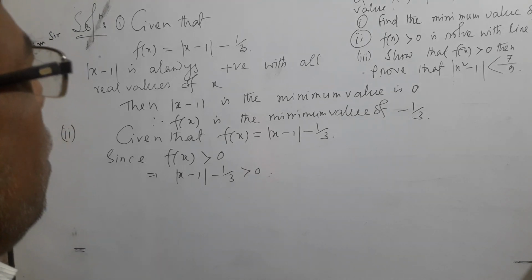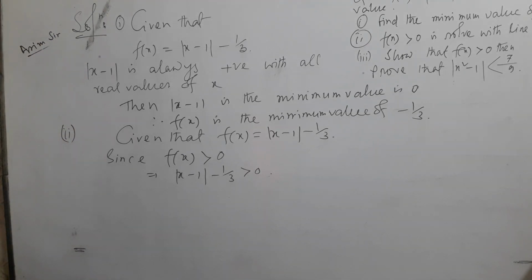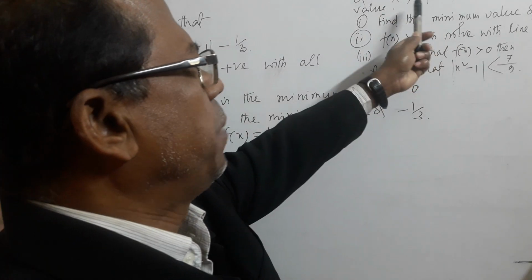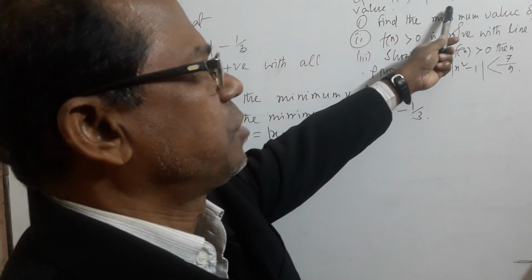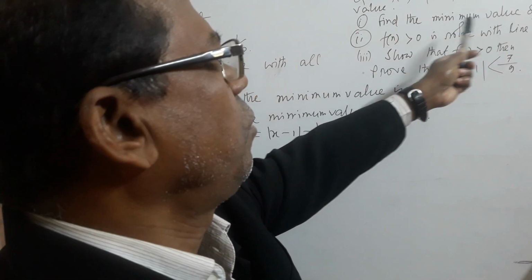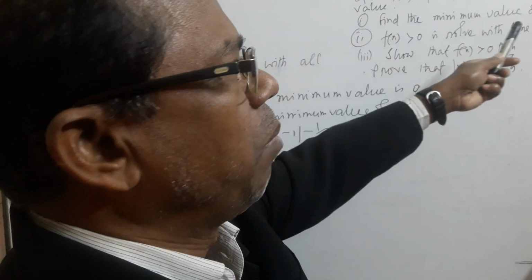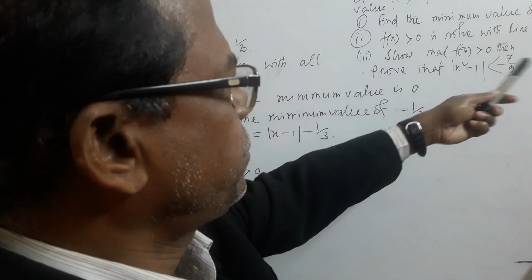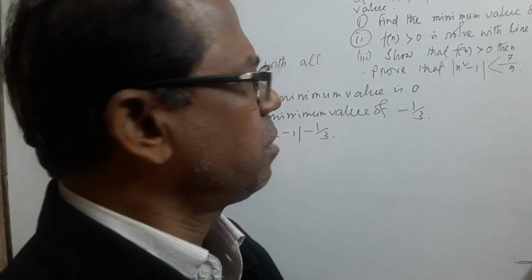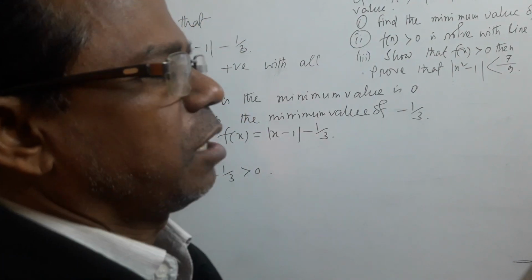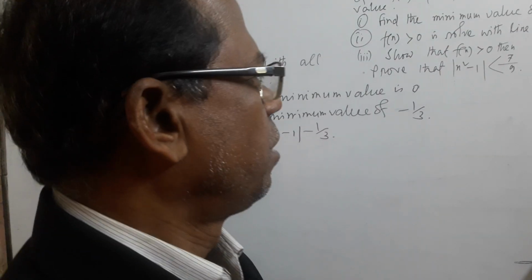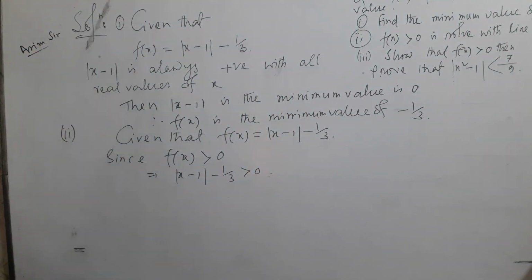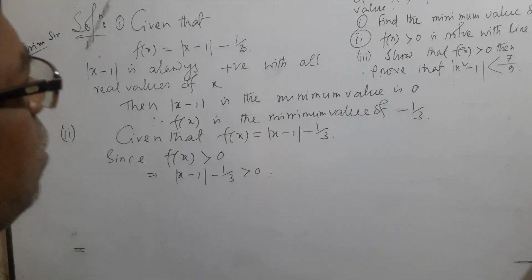So now I would like to say some things about this discussion with that question. F of x equal to modulus of x minus 1, minus 1 by 3, is an absolute value. Find the minimum value of f of x. Solve f of x greater than 0 with a line graph. Show that if f of x is greater than 0, then prove that modulus of x square minus 1 is less than 7 by 9. So firstly, these questions are solved, number 1.